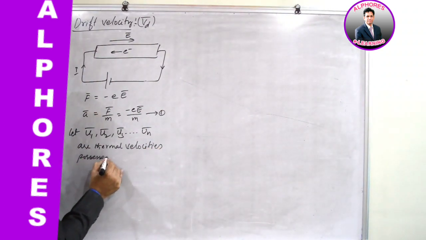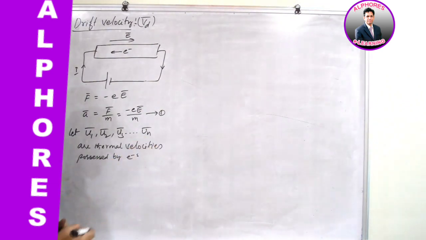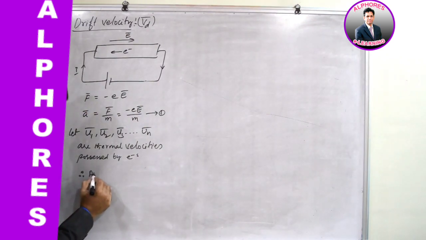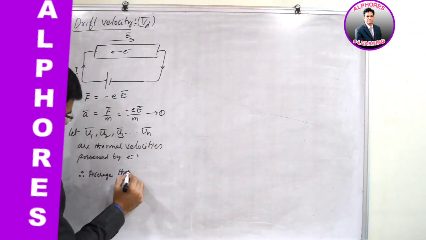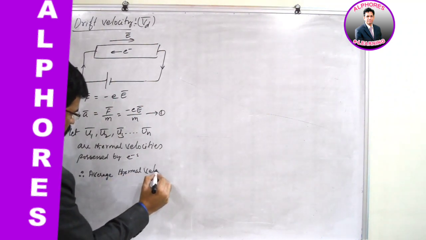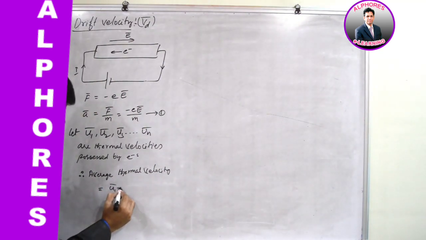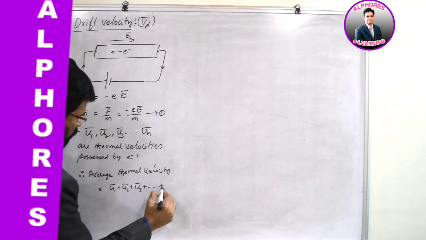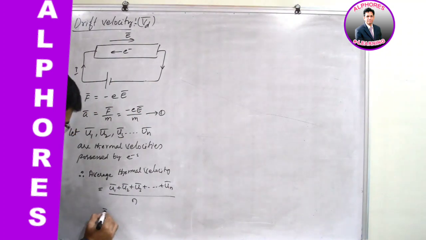possessed by electrons. How many electrons have I taken? N number of electrons I have taken. Therefore, the average thermal velocity can be expressed as U1 bar plus U2 bar plus U3 bar plus so on Un bar divided by n.